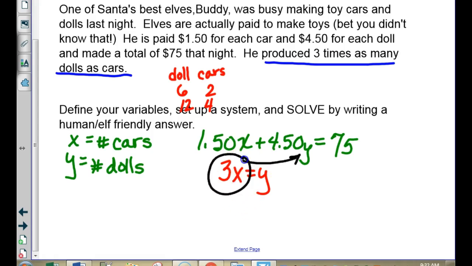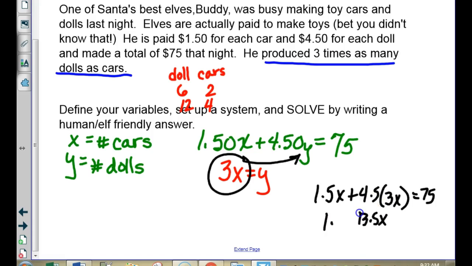If we just plug this in here. So help me out real quick, guys. 1.5x plus 4.5 times 3x equals 75. 4.5 times 3 is 13.5 plus this 1.5 out here. That's a plus in the middle, sorry. 13.5 plus 1.5 is 15. Okay, we divide and get 5. Yes, 75 divided by 15 is 5. Okay, so he made 5 what?